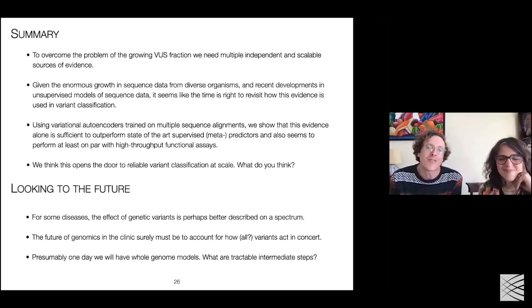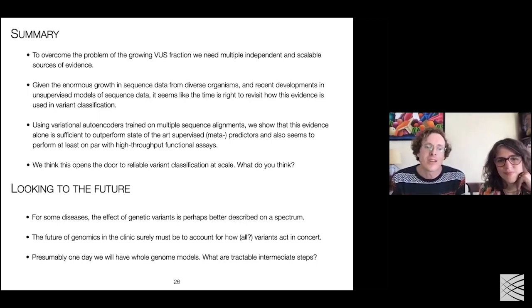And basically what we're getting from these ever richer computational models is the ability to learn from ever more diverse organisms. I think that's one way to see the benefits of using the VAE over simpler models, for instance. So when we do this, we find that these models perform extremely well, and surprisingly, seem to outperform even meta predictors at present, which was a very nice surprise for us. So we think this is a big step towards being able to do variant classification at scale, and we'd love to discuss this with you and hear what you think.